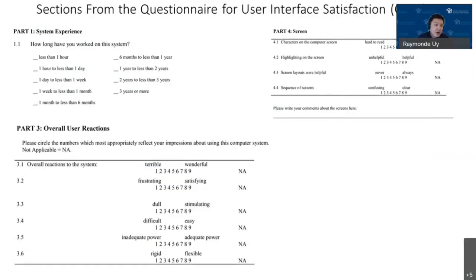You'll see that part 1 to part 3, there's system experience, overall user actions, and screen. Are the stuff on the screen usable? Are the layouts helpful? And these are on like a Likert scale. I think on the next slide would be another example of part of a QUIS survey, and that's pretty much it.